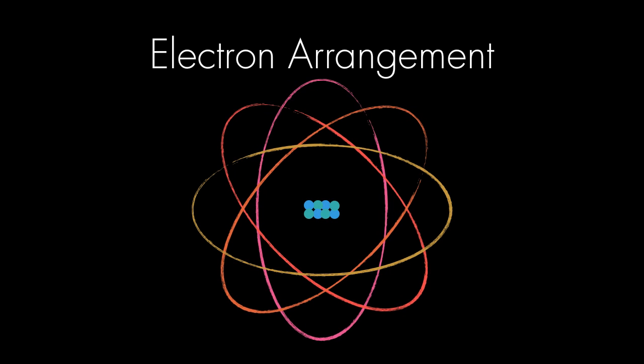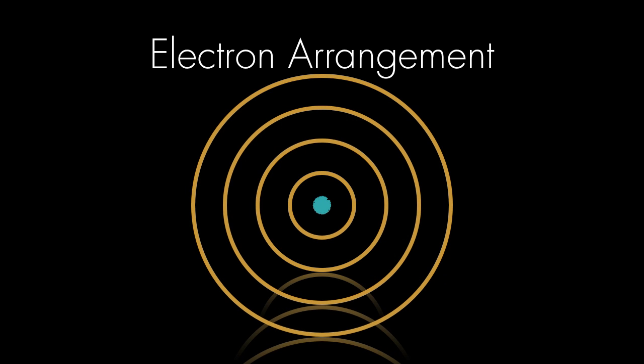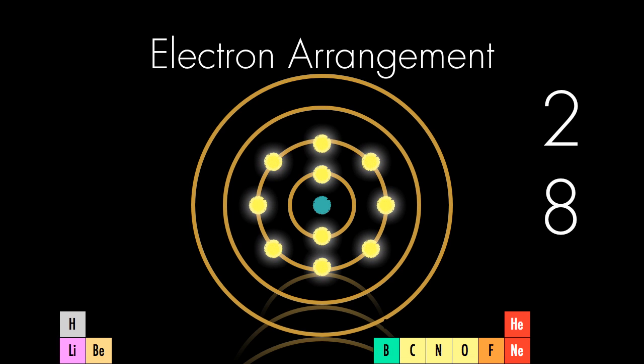Electrons in the atom are arranged about the nucleus in concentric circles known as electron shells or energy levels. The first electron shell can fit 2 electrons. This corresponds to hydrogen and helium. The next energy level can accommodate 8 electrons, and this corresponds to the elements lithium through neon.